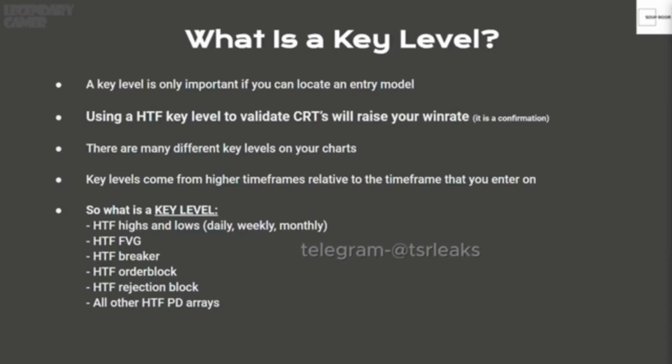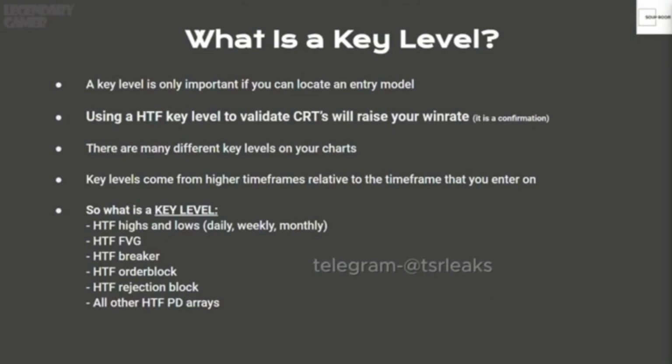There are many different key levels on your charts. Many. And they form every single day on all time frames, right? A key level is simply a higher time frame PD array or high and low. Let's say you are on a 15-minute time frame, your key level will come from a 1-hour time frame. If you are on a 4-hour time frame, your key level will come from a daily time frame. We will learn about these time alignments later on in this lecture. For now, keep in mind that key levels are relative to the time frame that you execute on.